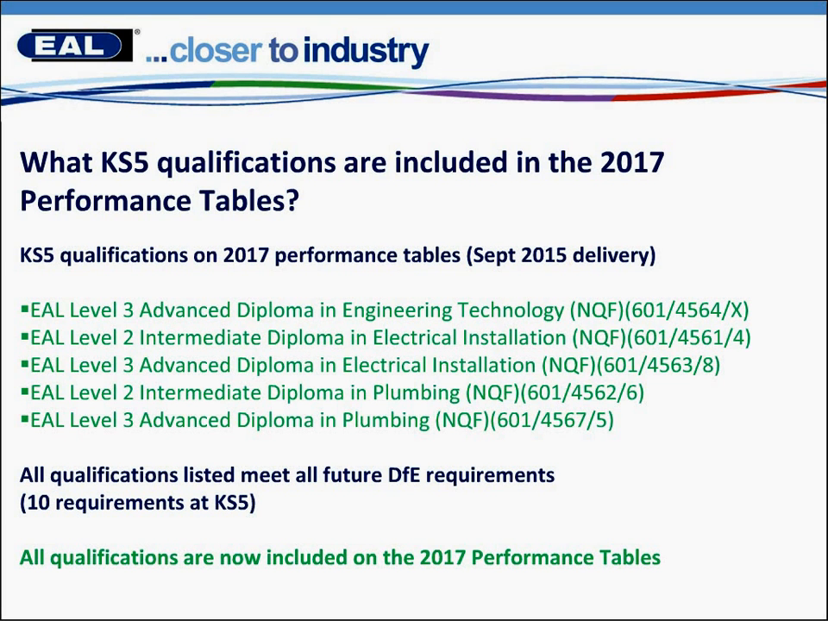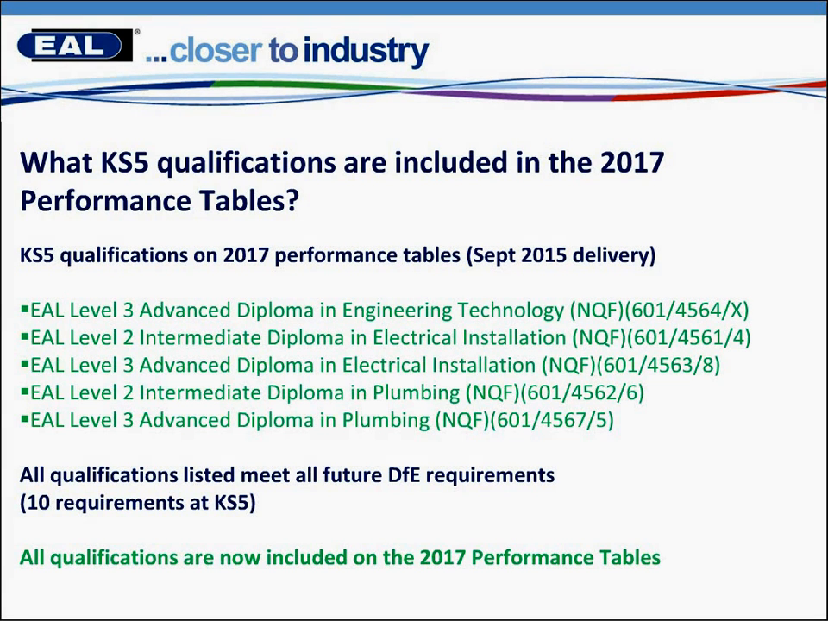We've also developed a Level 2 Intermediate Diploma in Electrical Installation. This has five mandatory units within it and a synoptic assessment which is developed by EAL and marked by the centre. We've also developed the Level 3 Advanced Diploma in Electrical Installation. This has six mandatory units plus one optional unit. Again, EAL have developed the synoptic assessment which is marked by the centre.